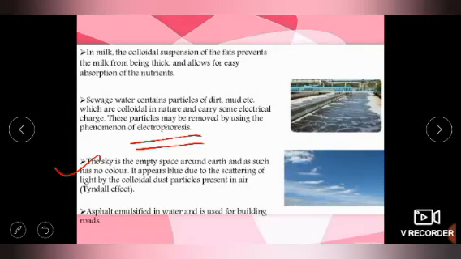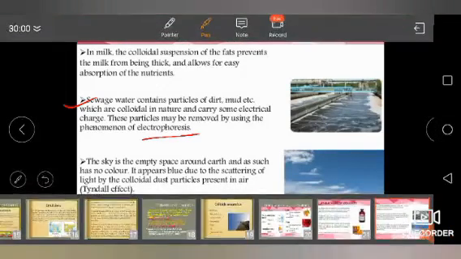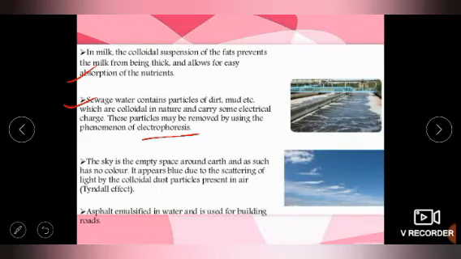The sky, the empty space around Earth, has no color. It appears blue due to scattering of light by the colloidal dust particles present in the air, which is called the Tyndall effect. So the clear blue sky is the Tyndall effect. To clear sewage water blockage, that is electrophoresis. In milk, the colloidal suspension in which fat prevents the milk from being thick, that is also colloidal. Asphalt is emulsified in water and is also used in building roads.